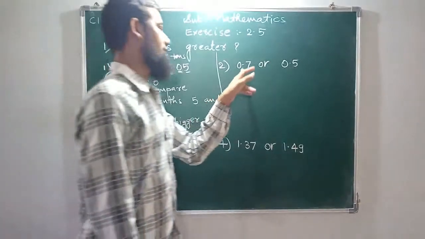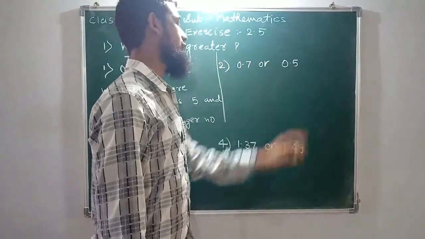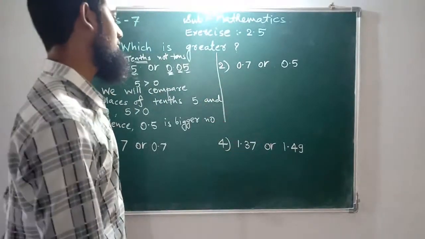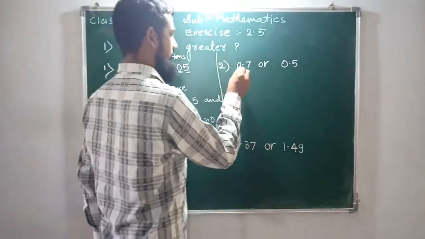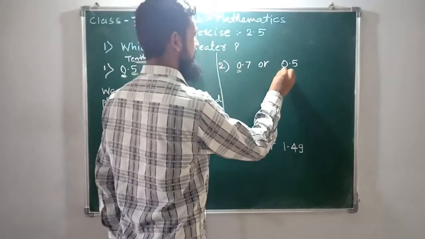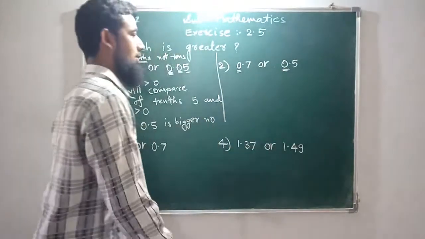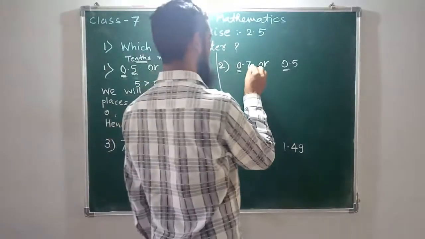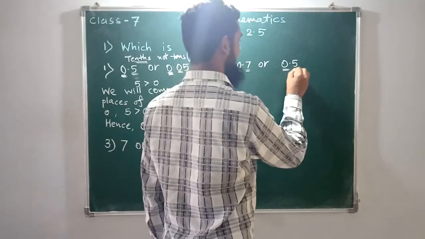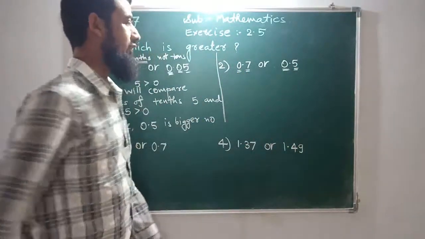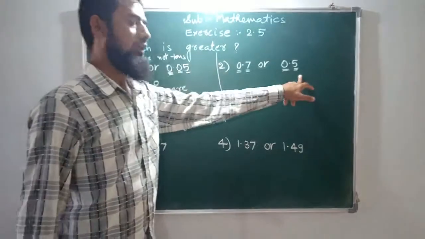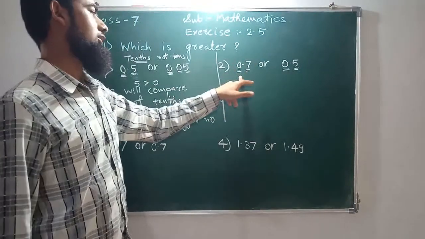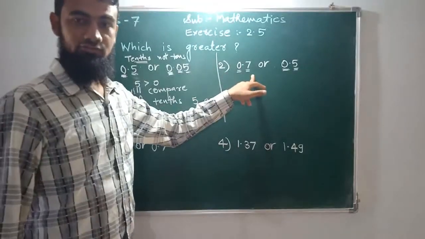Now we will move on to 0.7 or 0.5 in question number 2. Now we compare places of ones, but both are same. So which places will we compare? We will compare the places of tens. So obviously tell me, 7 is greater than 5. Which number is bigger? Yes, 0.7 is bigger.